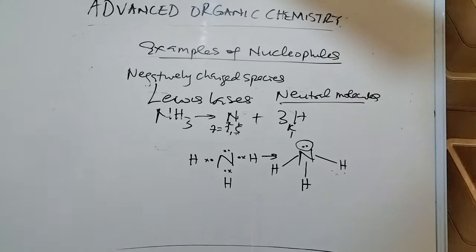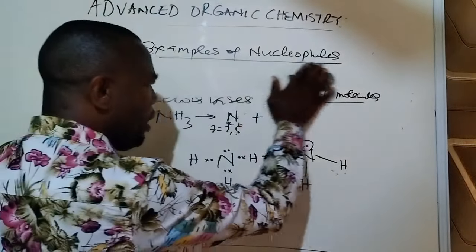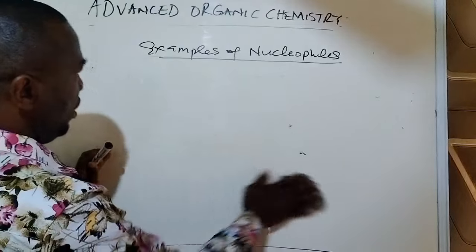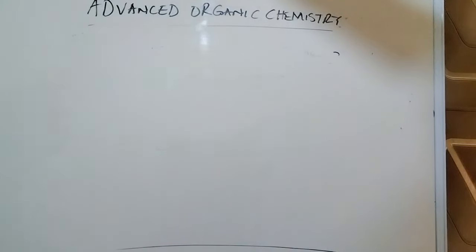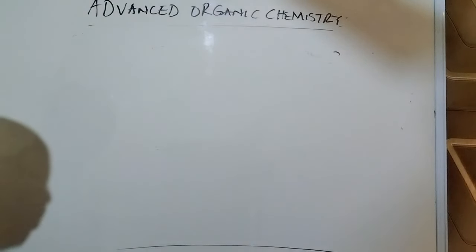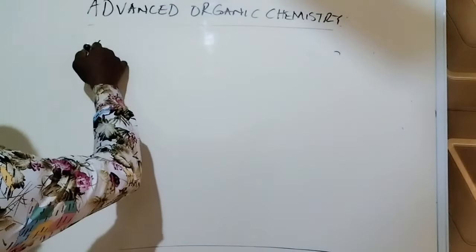Having done that, we'll now go over to what we have. Remember that our topic is nucleophilic substitution reactions. We've been able to explain what is meant by a nucleophile and the nature of nucleophiles, which could be negative ions or neutral molecules, provided they have lone pairs on the central atom, as we saw in water and also in ammonia.